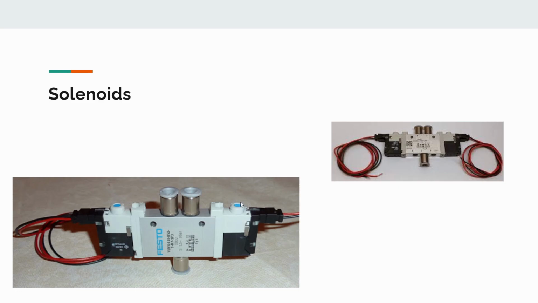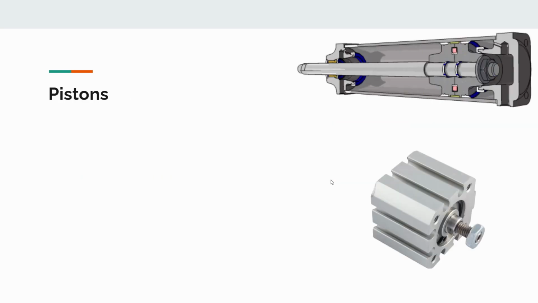Here on the sides we also have these two blue buttons. That's for manual activation, so you can press them with a screwdriver and it will automatically swap it to the other side. And on either side, the wires coming out are for plugging into the pneumatics control module, which allows code to do it automatically.